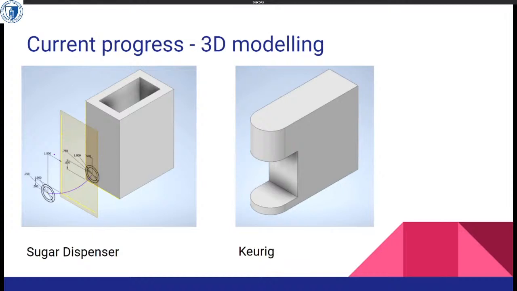For the 3D modeling, I'm currently finishing up the sugar dispenser. I'm trying to figure out how to loft the shape of the dispensing tube out, and that's some issues that I'll talk about later on in the presentation. And the Keurig is just a scale model I've designed, so when I finish the other parts, I can decide where they'll fit on.